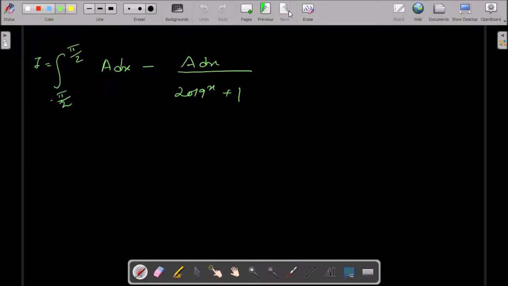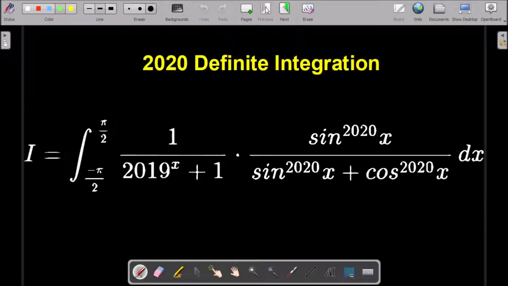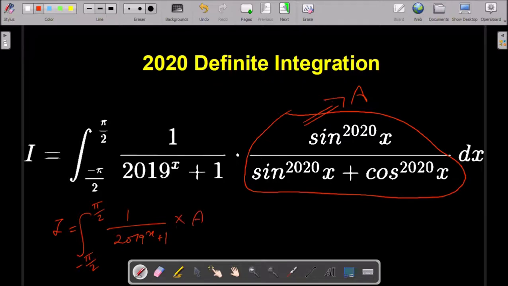Okay, so now see this, dx upon 2019 to the power x plus 1 is I only. I'm writing here on the first page only. Let me write this with the red pen. I'm writing this is a. So I equals the integration from minus pi by 2 to pi by 2 of 1 upon 2019 to the power x plus 1 into a dx. Okay, see this, I is this only.